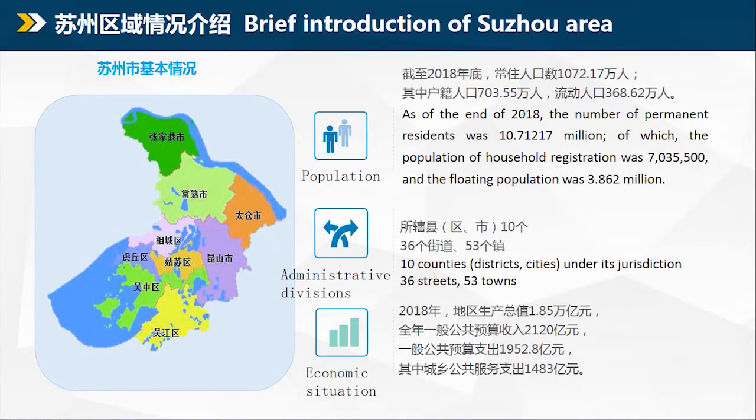At the end of 2018, the number of permanent residents was 10.7 million, of which the population of household registration was about 7 million, and the floating population was 3.8 million. 10 counties under its jurisdiction, 36 streets, 53 towns.